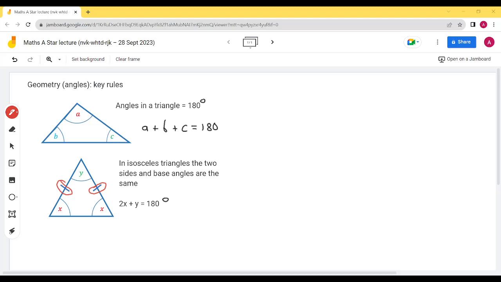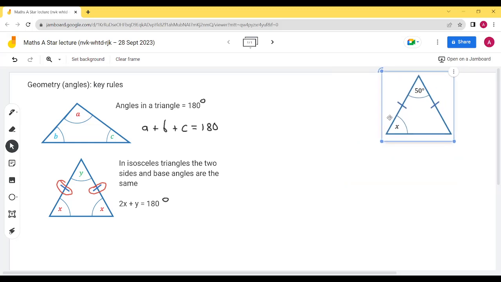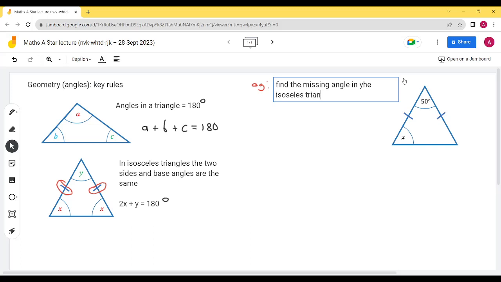So for example, let's give a couple of questions here. This question is simply: find the missing angle in the isosceles triangle.